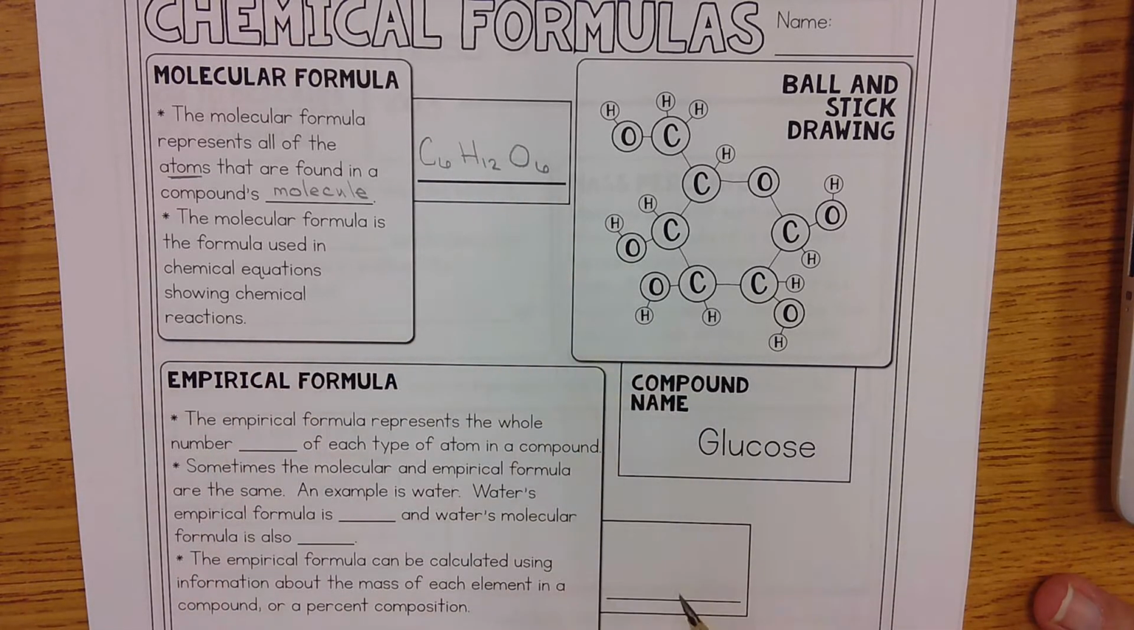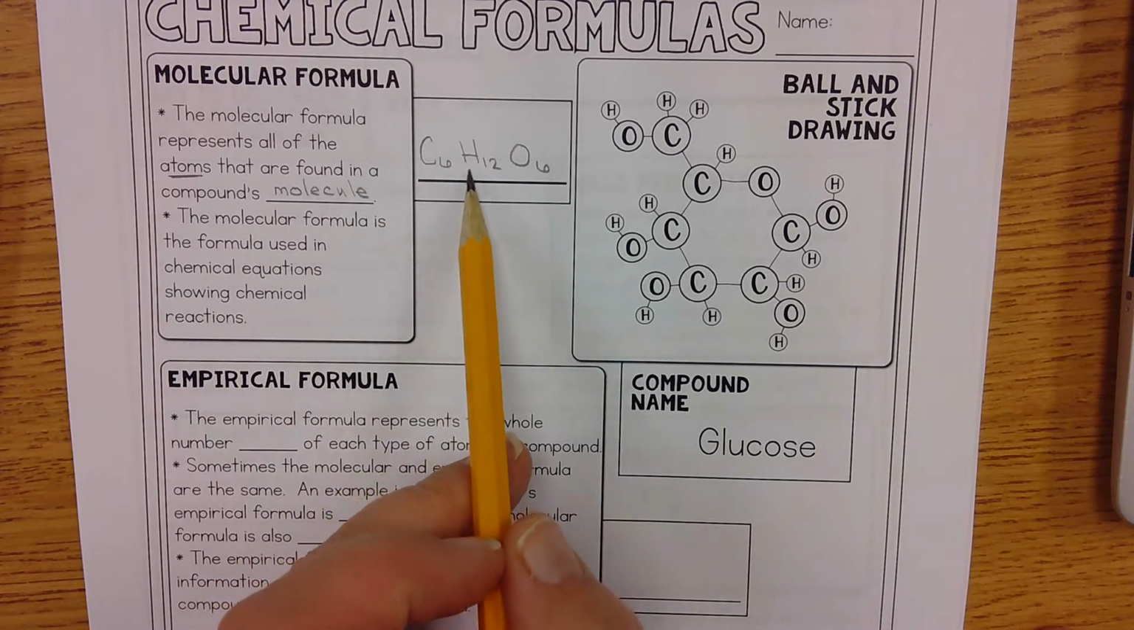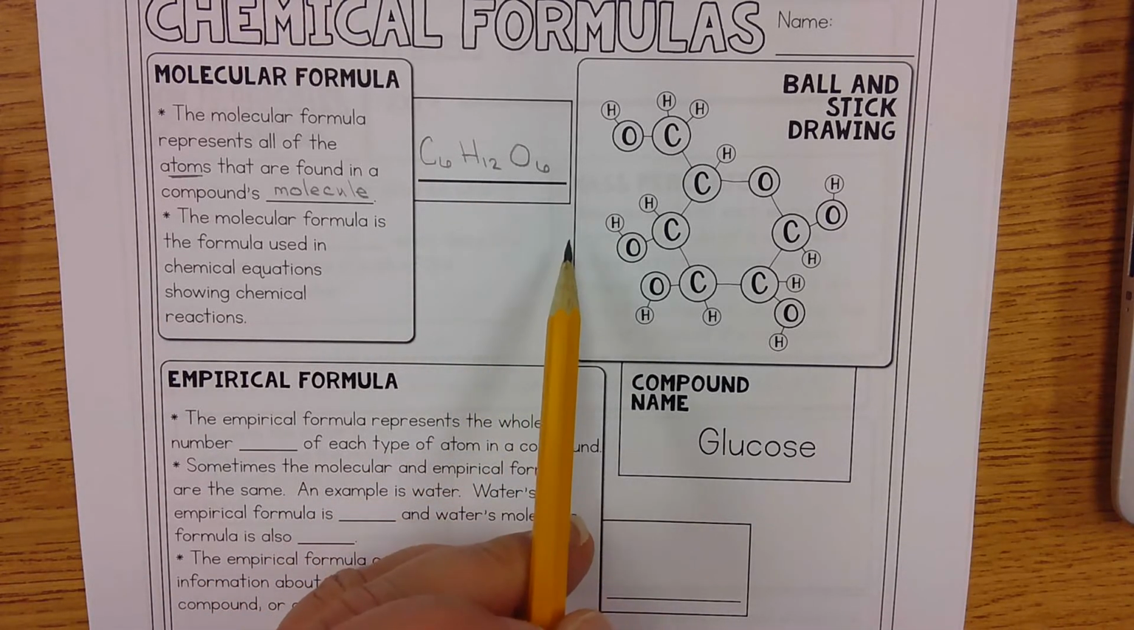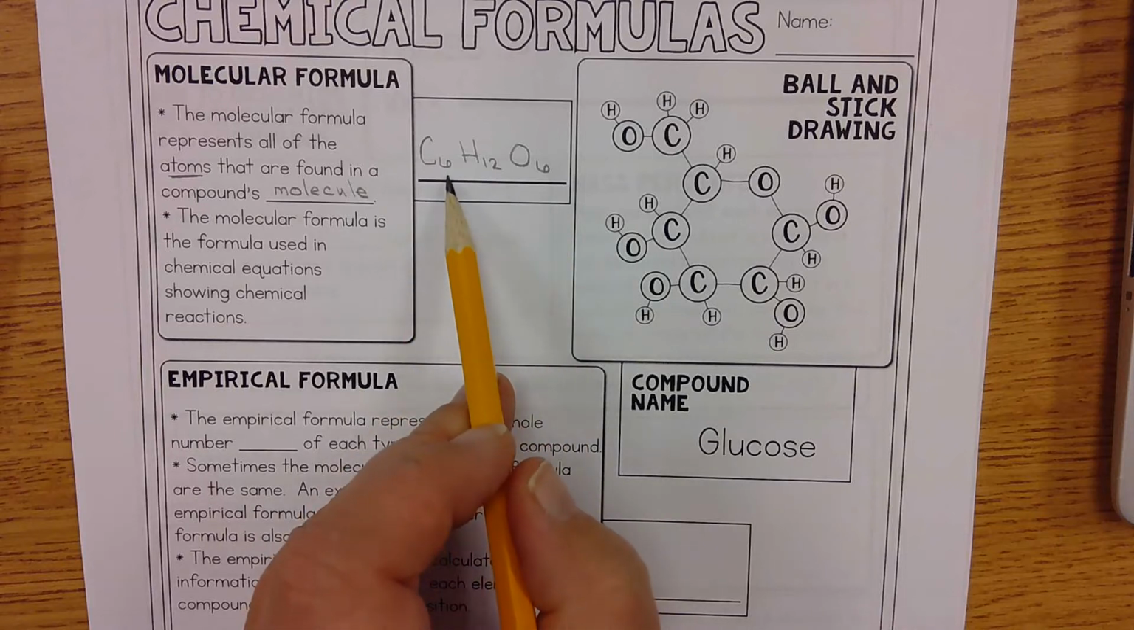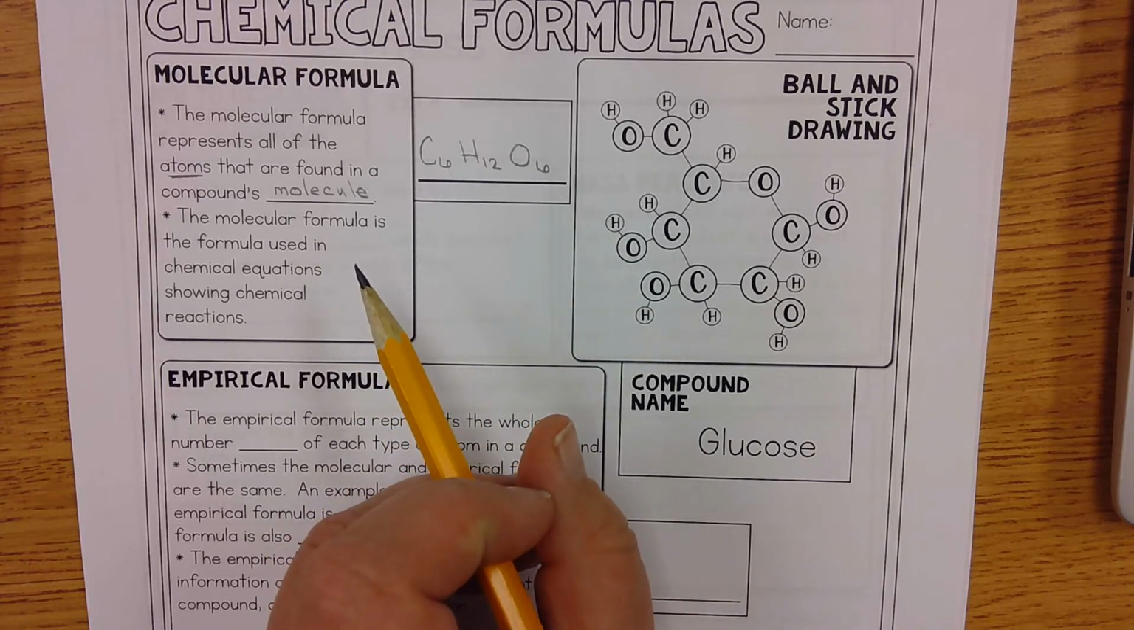C6H12O6. That's the chemical formula, molecular formula for glucose. It's got 6 carbons, 12 hydrogens, and 6 oxygens. That's what that means. These little subscripts just tell you how many. 6 carbons, 12 hydrogens, 6 oxygens.